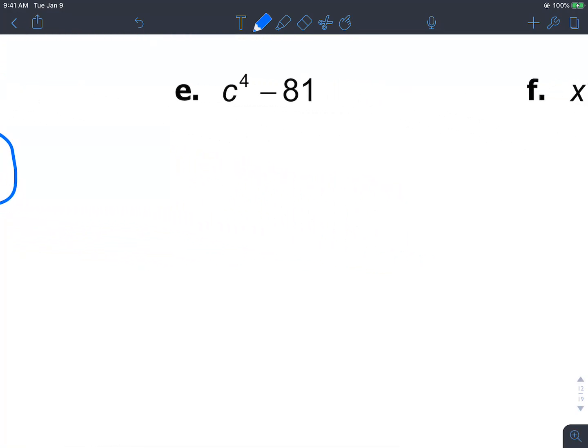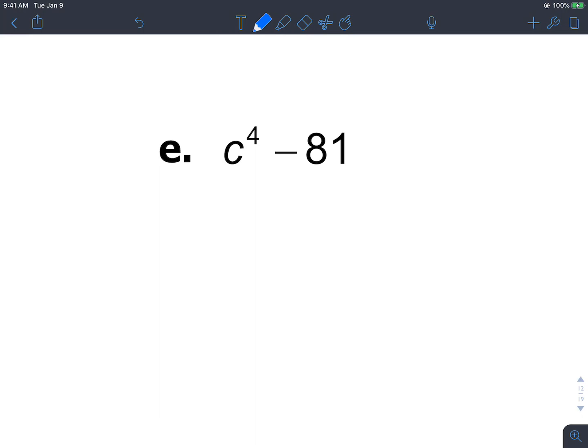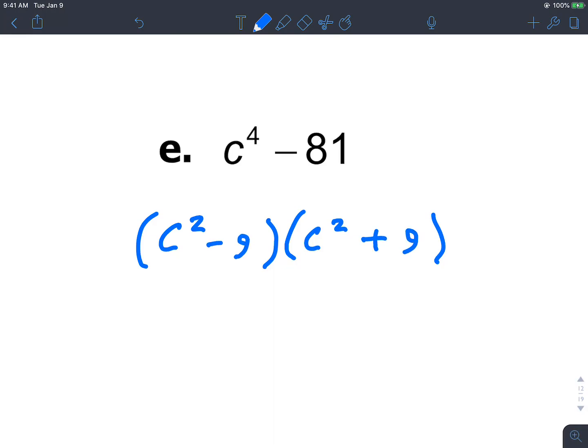Now example E, this is kind of what I was talking about here. With this one, it's a difference of squares. Notice got a minus sign. Notice 81 is a perfect square. Notice C is a perfect square. So then we're going to go C squared and C squared. And then you're going to go negative 9 and positive 9. Now this right here, you can't factor C squared plus 9. There's nothing else you can do for this one.